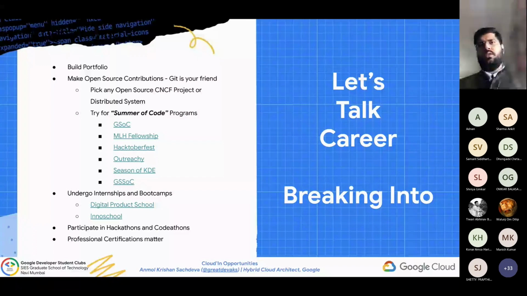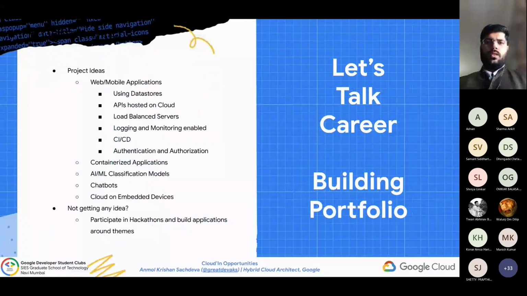And then professional certifications do matter, and we will have a discussion about the professional certifications, good to get started certifications, etc., in the upcoming slides.